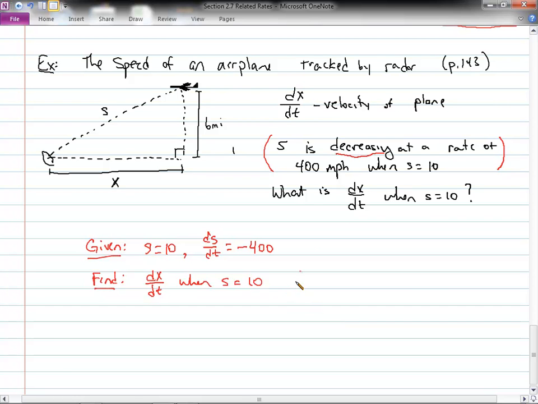Right, does that make sense? You're asked to find the derivative, meaning actually you're asked to find the velocity. You've got to make sure you understand that that means the rate of change of x with respect to time, or write it as dx dt. Now, what's the equation in this problem? What are our two variables? We have s and x.